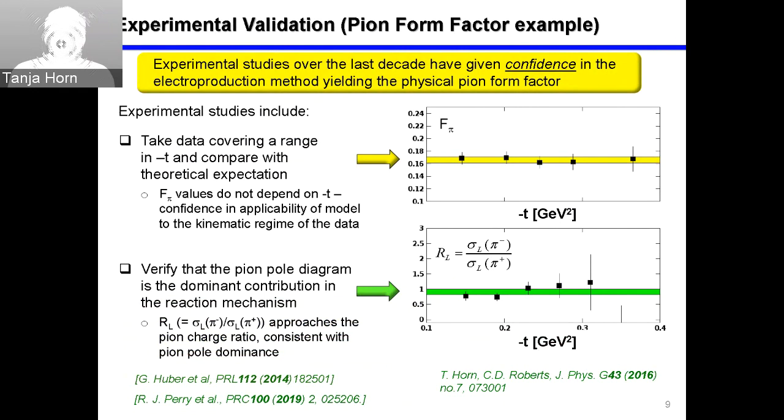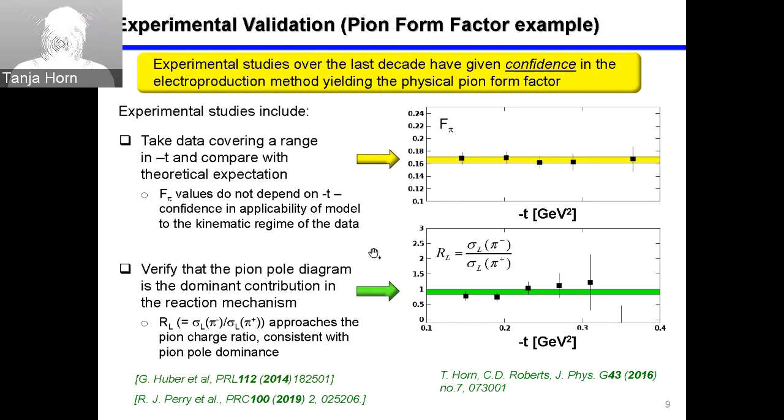So one test one can do is to take data over a range of t, and then compare with the theoretical expectation. In a nutshell, it just means you measure the form factor for a range of t and see if it changes from small to large t. As you can see here on the right-hand figure on the top panel, the form factor as a function of t is quite constant. So that gives us confidence in the applicability of the model that we're using in this particular kinematic regime of the data.